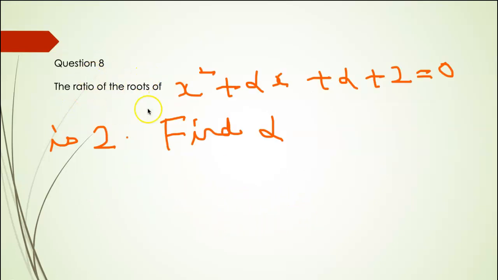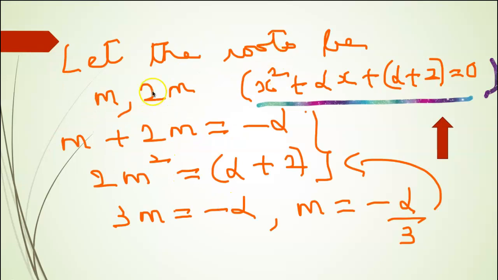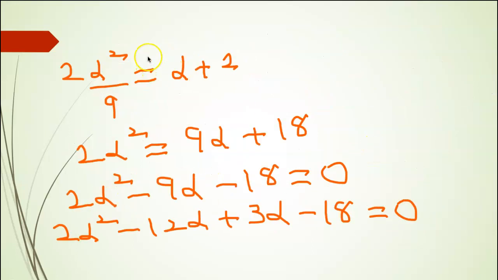Next question, the ratio of the roots of x squared plus alpha x plus alpha plus 2 equal to 0 is 2. Find alpha. So let the roots be m and 2m because the ratio is 2. So m plus 2m will be minus b by a, that is minus alpha. m into 2m, 2m squared, is alpha plus 2. Now from here 3m is minus alpha, or m is minus alpha by 3. Substitute this value of m in this equation. So you get 2 into alpha squared by 9 is alpha plus 2.